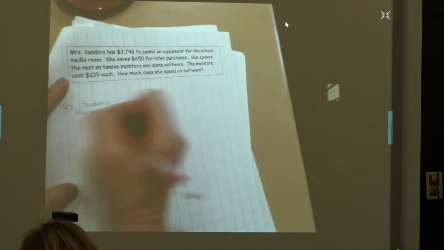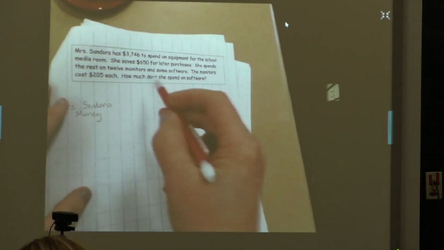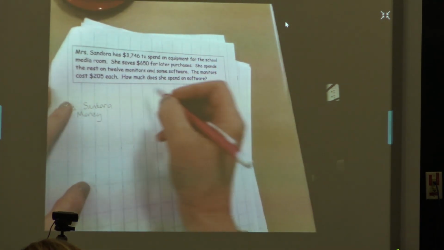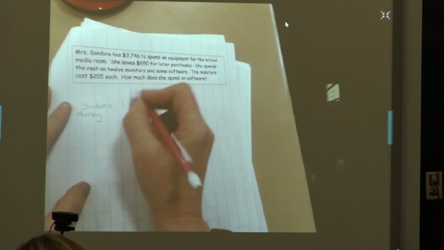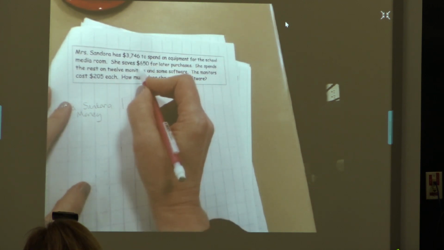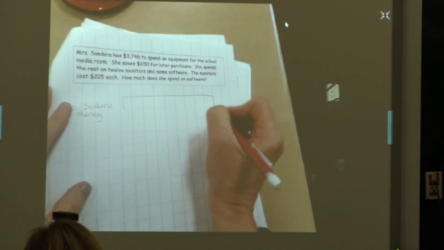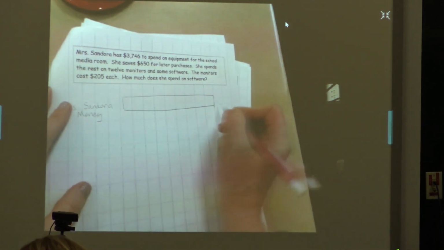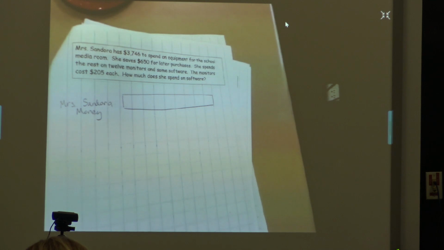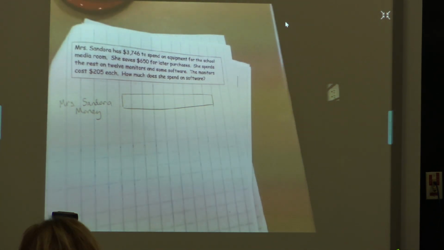Now, there is a lot in here, and we're going to be dividing this up in different parts. So I'm going to draw a really long bar model because there's all kinds of things going on that she's spending money on. So I'm going to make this long. And then we're going to start by rereading the problem and identifying what we need to do in our bar.